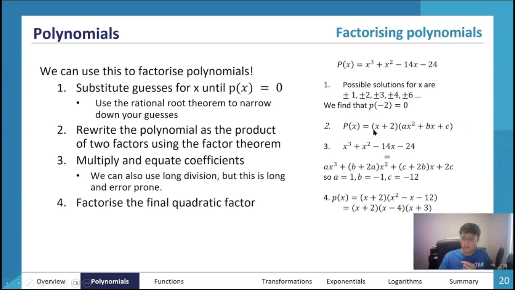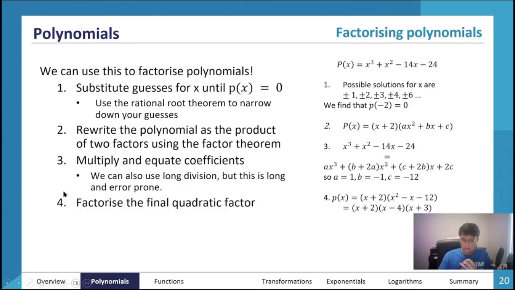So we can expand this out, x plus 2 times ax squared plus bx plus c, and because it's equal to our original polynomial, x cubed plus x squared and so on, we can write this statement here, step 3, and then equate our coefficients. So a is equal to 1, you can see that there. b plus 2a is equal to 1, but because a is equal to 1, we can substitute that in and find that b is equal to negative 1. Using that same rationale going forward, we find that c is equal to 12.